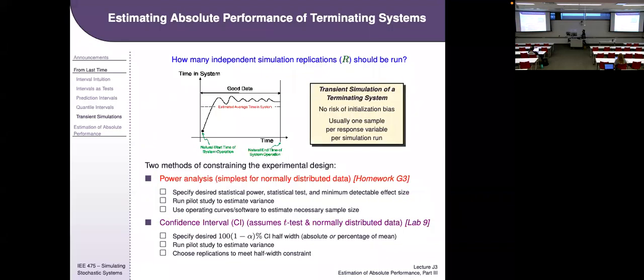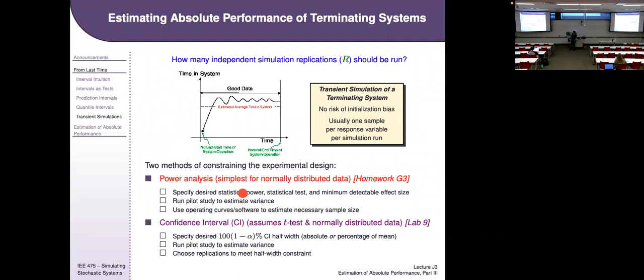Okay, all right. So the last thing we covered last time was, if we're running a transient simulation, a simulation of a terminating system, how many replications do we run? You've now had some experience with this in Lab 9, and with homework G3. So when someone says, how many replications do I need to run? The traditional way to answer this is with a power analysis. This is what you did in homework Z3.